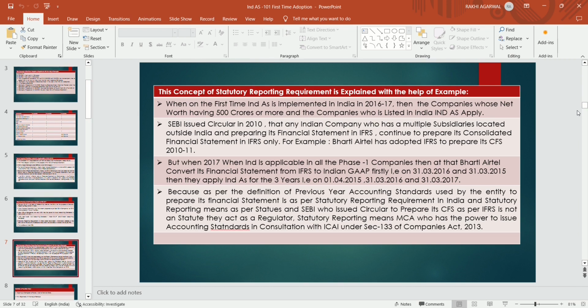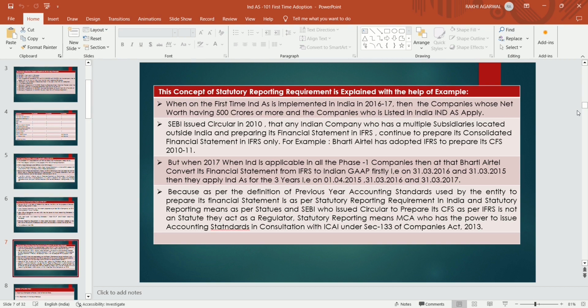Only Indian companies are required to prepare as per IGAAP. If subsidiaries are located outside India, they apply IFRS and continue to prepare their CFS in IFRS only. For example, Bharti Airtel adopted IFRS to prepare its consolidated financial statements, because SEBI has issued a circular and given an exemption that subsidiaries located outside India shall prepare financials as per IFRS, and the consolidated financial statement is also prepared as per IFRS.